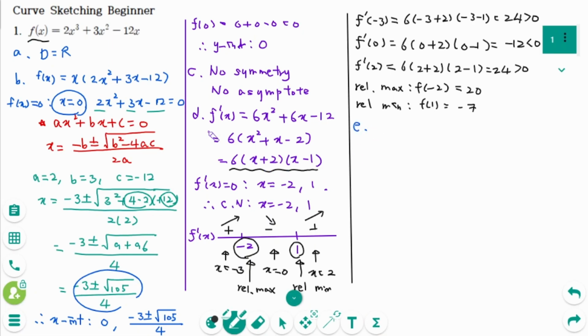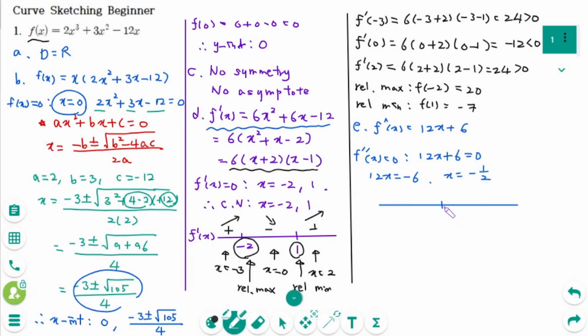B, use this one. F second prime of x equals 12x plus 6. F second prime of x equals 0. That means 12x plus 6 equals 0. 12x equals minus 6. Then x equals minus 1 over 2. The number line is here, minus 1 over 2, f second prime of x. When the testing number is minus 1, the f second prime of minus 1 equals, use this one, 12 times minus 1 plus 6 is minus 6.